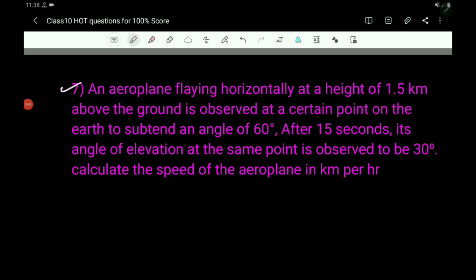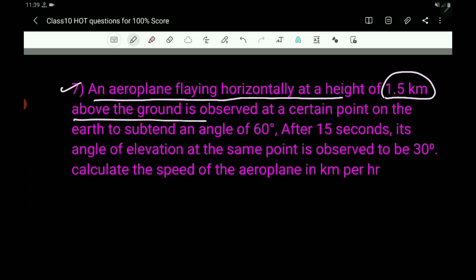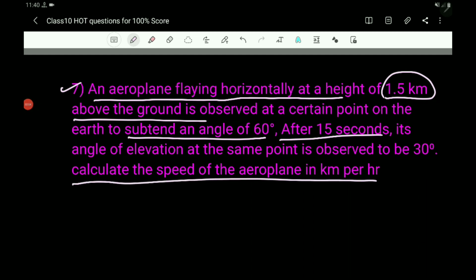Children, now you take the 7th question. Read that question carefully. It is an application of trigonometry. An aeroplane flying horizontally at a height of 1.5 kilometer above the ground is observed at a certain point on the earth to subtend an angle of 60 degree. After 15 seconds, its angle of elevation at the same point is observed to be 30 degree. Calculate the speed of the aeroplane in kilometer per hour.